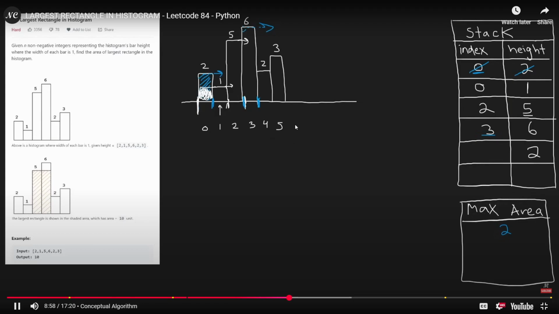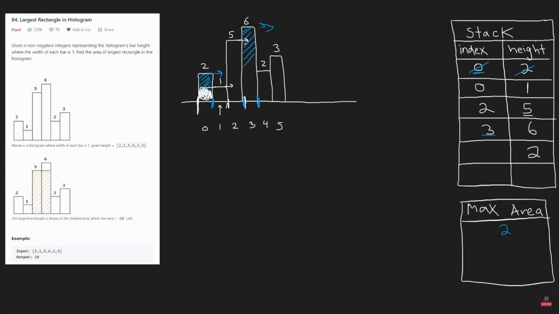The width is 1, the height is 6. That means the area it could have made is 6. This is the max area that this height of 6 could have created. So we'll update our max area. 6 is greater than 2. Our max area is now 6. And let's pop this 6 from the stack.